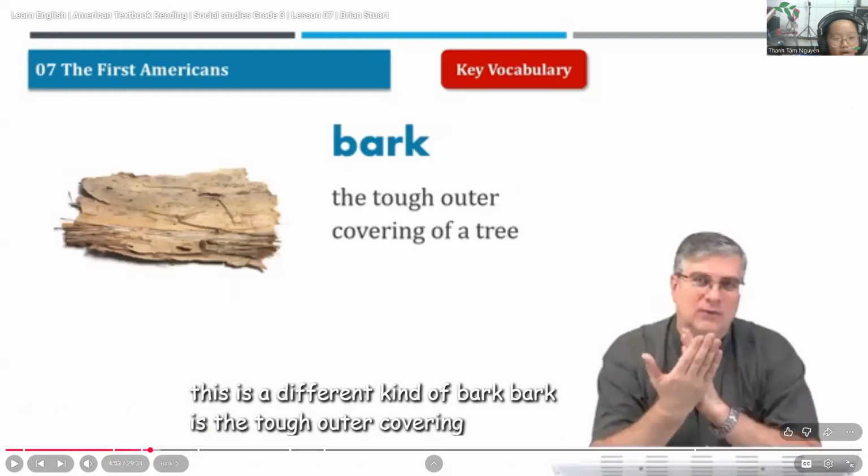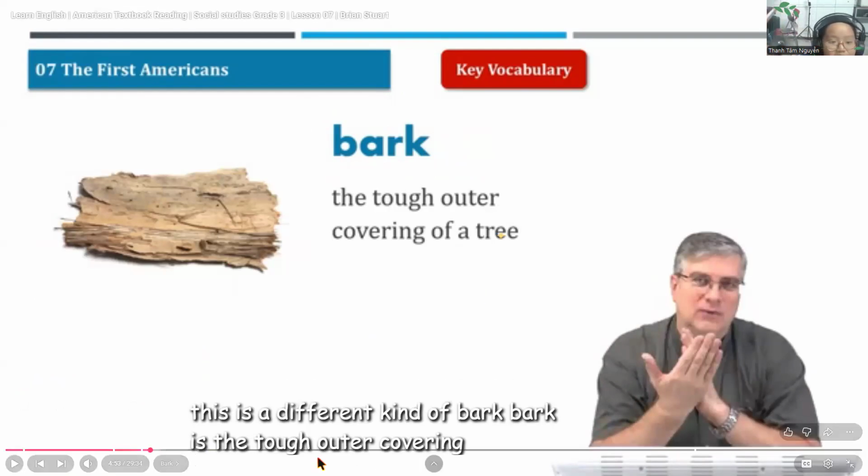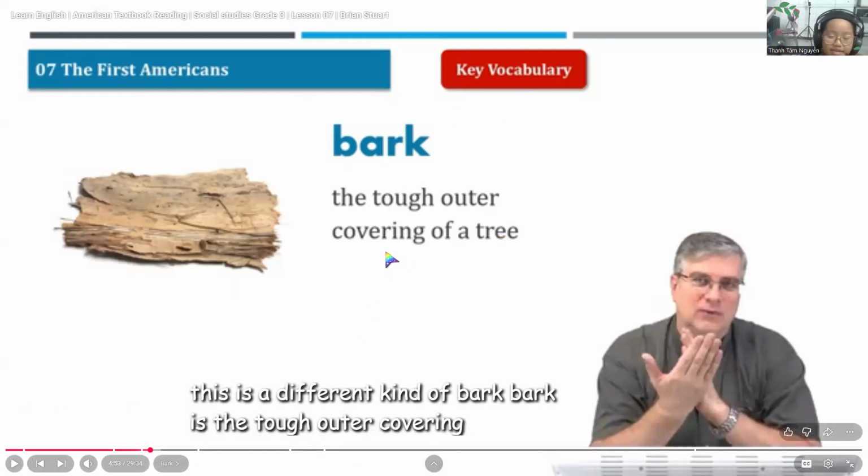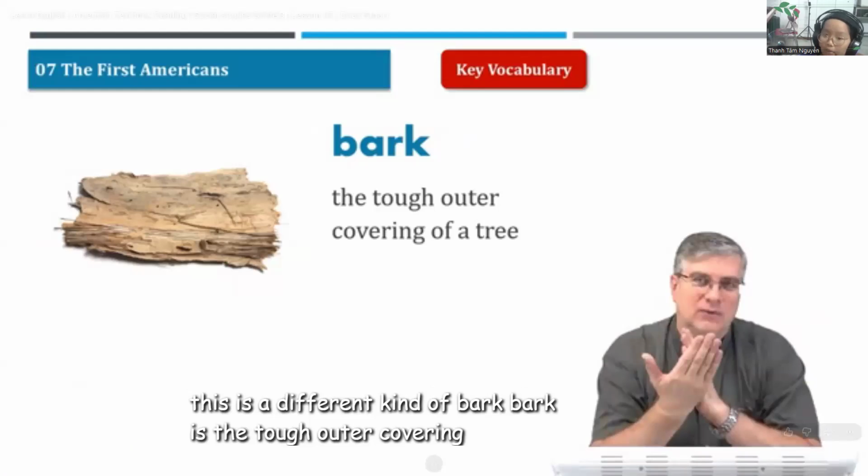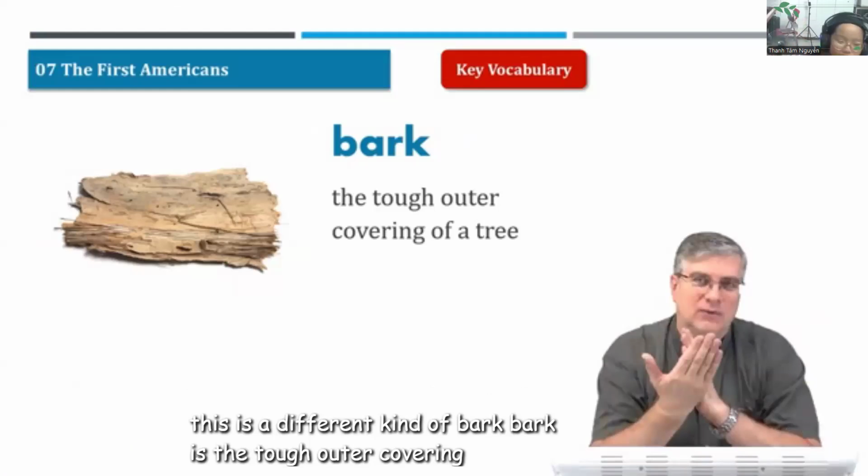Bark. So what is bark? Well, bark is the woof woof woof. Not like that. Bark means the tough outer covering of a tree. So that is basically just a part of a tree, not woof woof woof. Very silly.